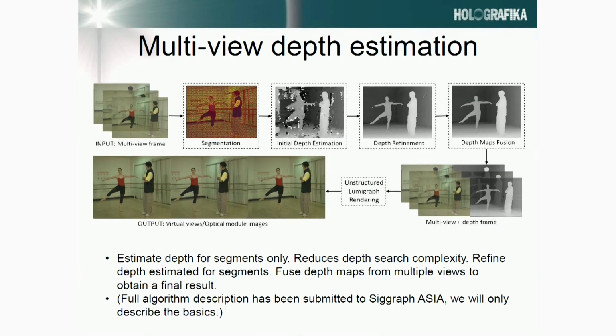So we have this multi-view depth estimation pipeline, where we do segmentation and we do an initial depth estimation. We refine these depths from the neighborhood, and then we do depth map fusion. So we take the various depth maps from the multi-view image array, and then we try to correct the errors that are still present in the depth map for the current camera.